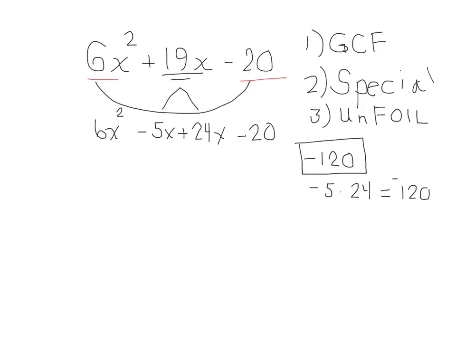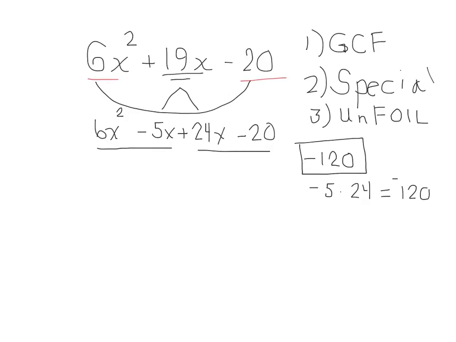And I just bring down the leading term and the constant at the end. So now we're going to use our grouping method. Greatest common factor of those two, and then we'll look for the greatest common factor of these two.